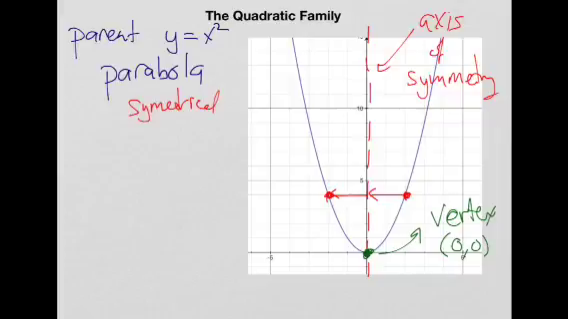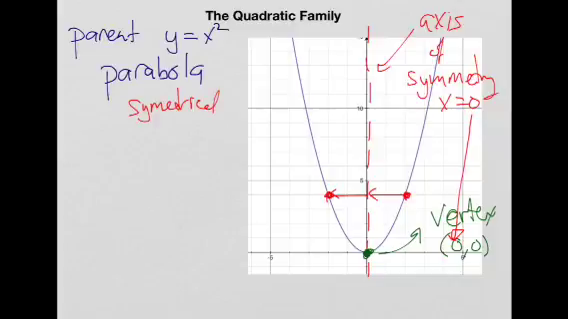On the parent, the axis of symmetry is the equation x equals 0. It's not y, I keep making that mistake. This vertical line on the parent function is the y-axis, but the x-coordinate is 0. And you will see when we compare the axis of symmetry to the vertex, the axis of symmetry x is going to equal the same value as the x value in the vertex.